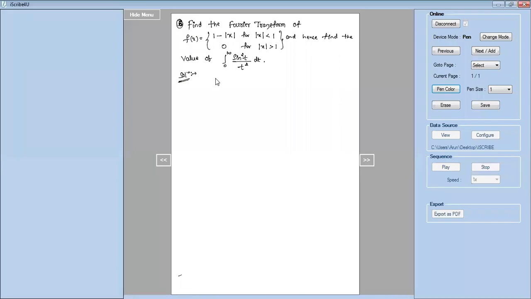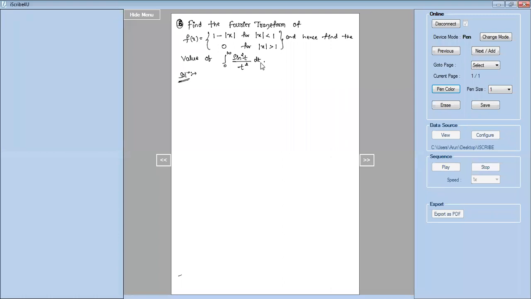Okay, so problem number 6. Find the Fourier transform of f of x equals 1 minus mod x for mod x less than 1, 0 for mod x greater than 1, and hence find the value of integral 0 to infinity sin square t by t square into dt. So this is problem number 6 of your complex Fourier transformation. So let us see how to solve. Solution.